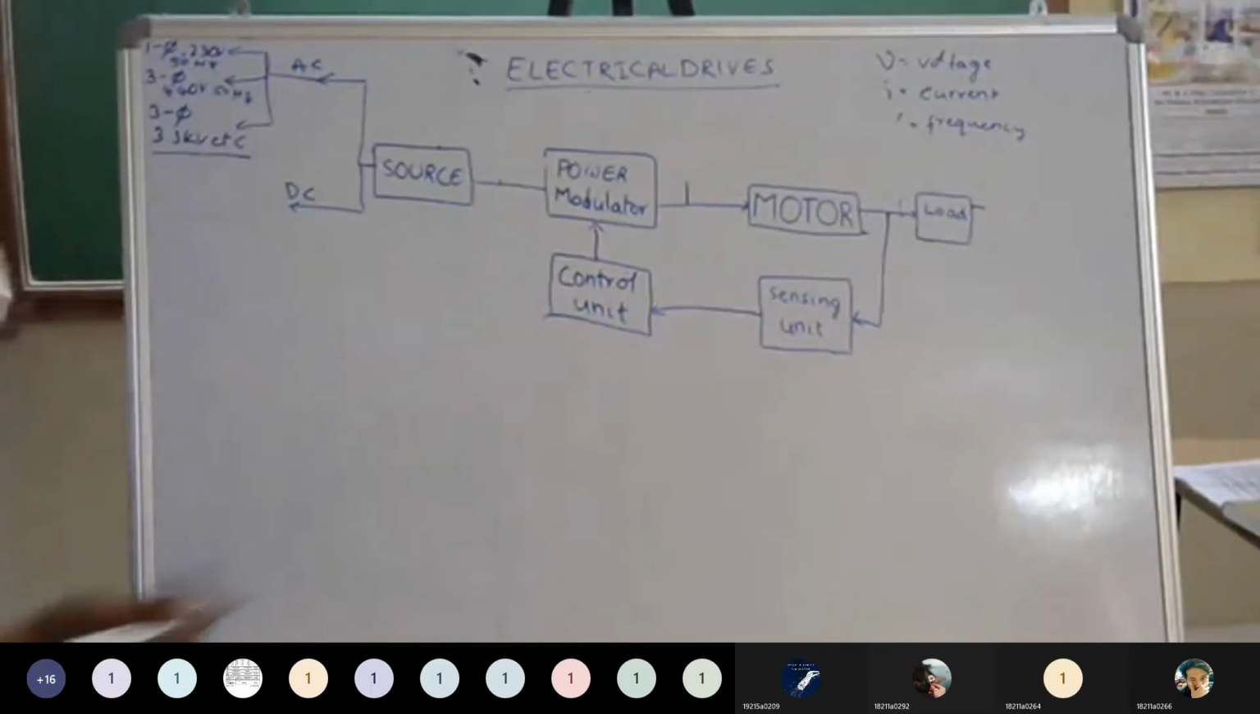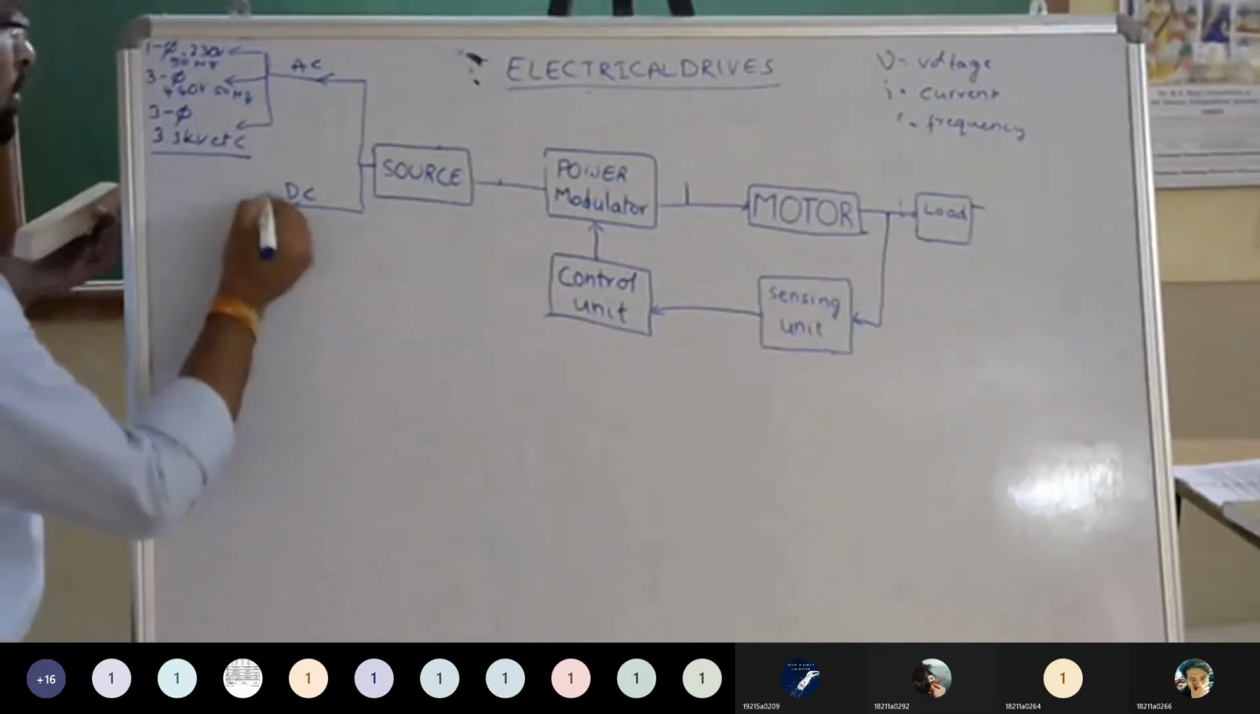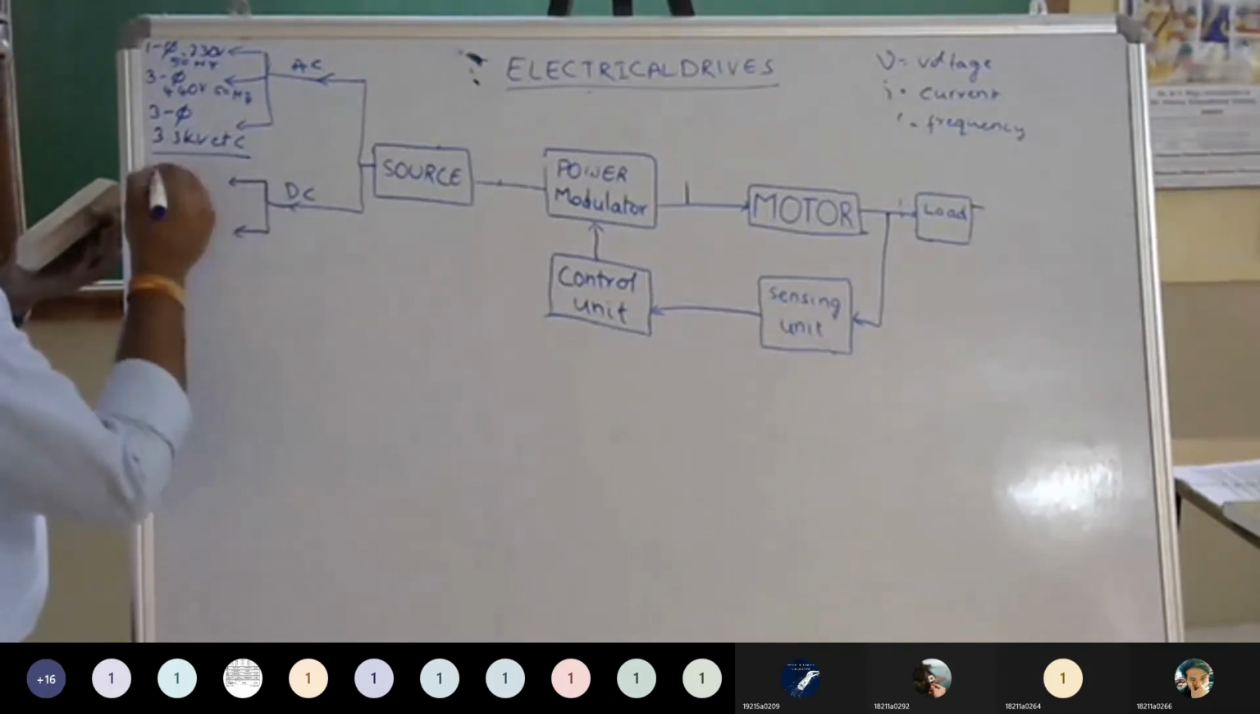And DC means nowadays renewable sources became very popular. So we have solar PV and wind, like these DC sources.